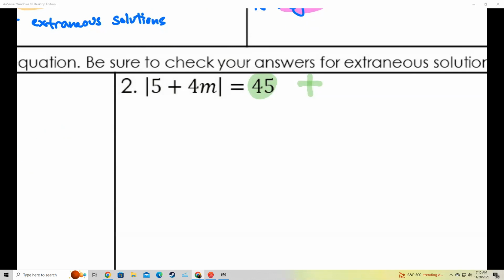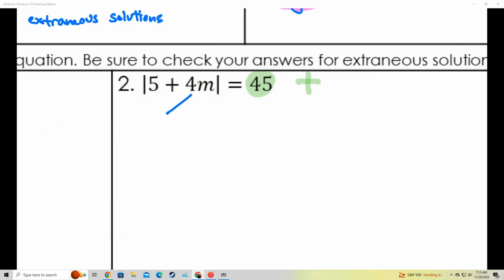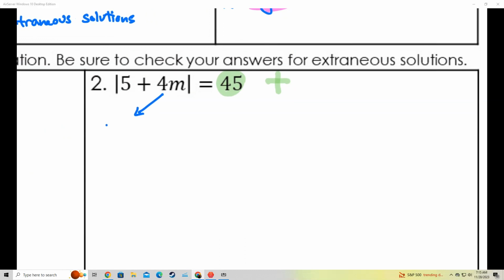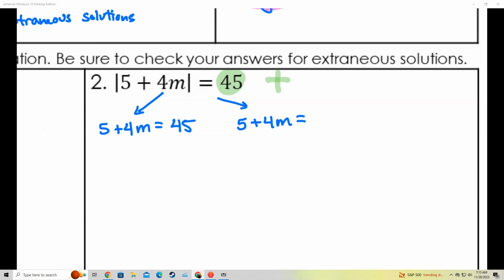In order to get my two different answers, I'm going to set up my two different cases. The first case, you're going to keep it exactly the same. So it's still going to say 5 plus 4m is equal to 45. Notice that the absolute values are gone. And then on the other side, I'm going to write 5 plus 4m equals, and I need to do the opposite. So instead of 45, it's going to be negative 45.